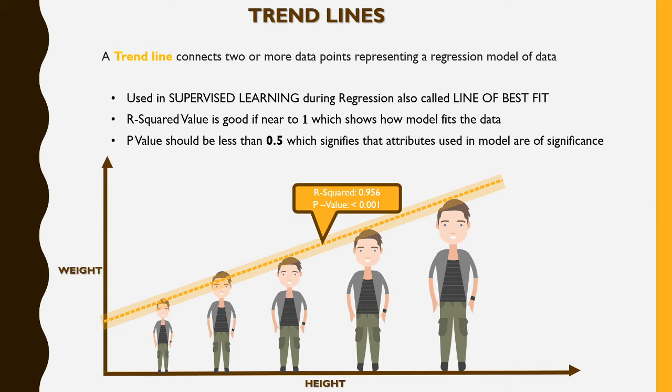So this is how we can use trend lines in various ways to find and predict values, where these dotted lines are the trend lines and this blurred portion is the confidence level of this trend line. Hope you got this trend line.